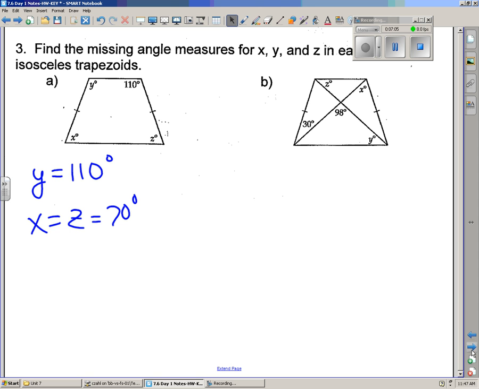Next one. Should not be so complicated either. You've got a couple things happening here. If you realize, what should we go for first? We've got 98 degrees over in this particular triangle. Okay, so we're looking for x, y, and z in this particular trapezoid.